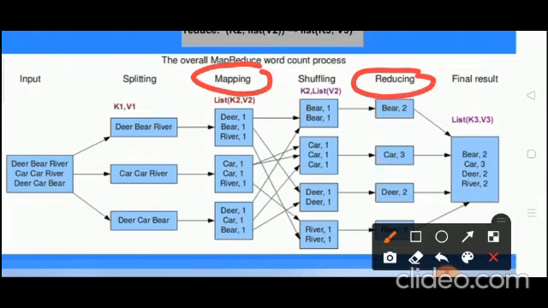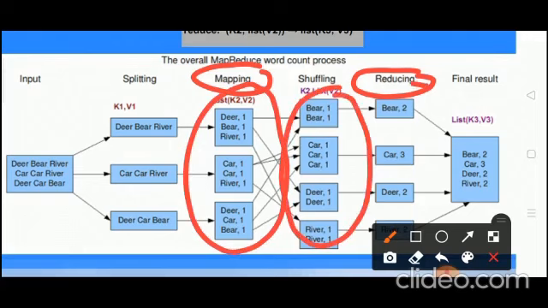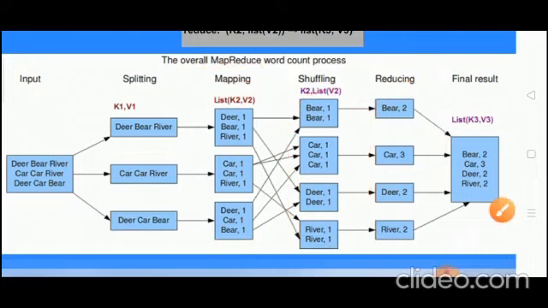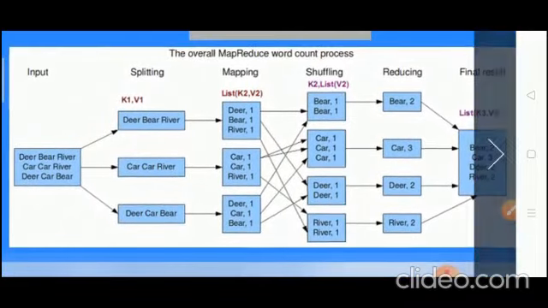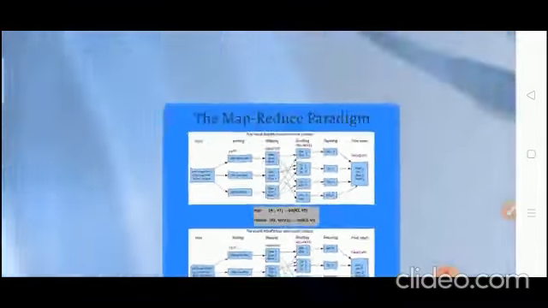So what we are doing in mapping, we are simply separating each and everything, and in case of reducing, we are simply summing up each and everything and displaying it. So we need to write two different programs, one for mapping and another one for reducing. So this is all about map and reduce.